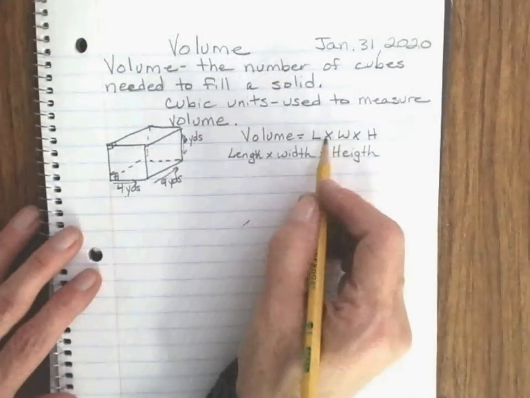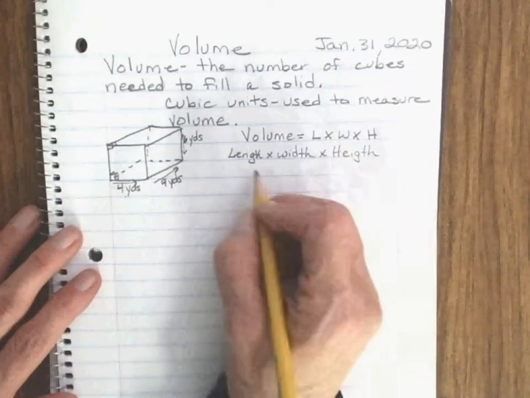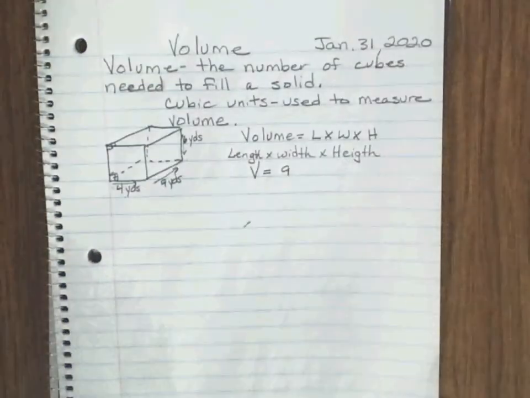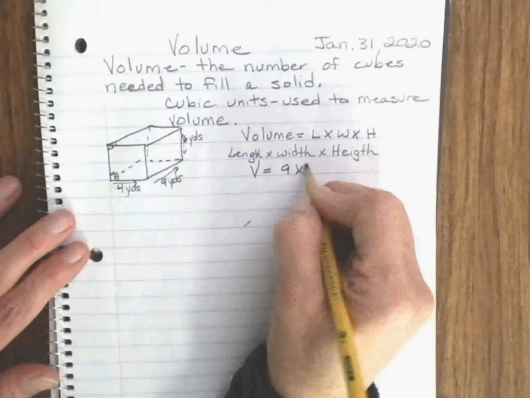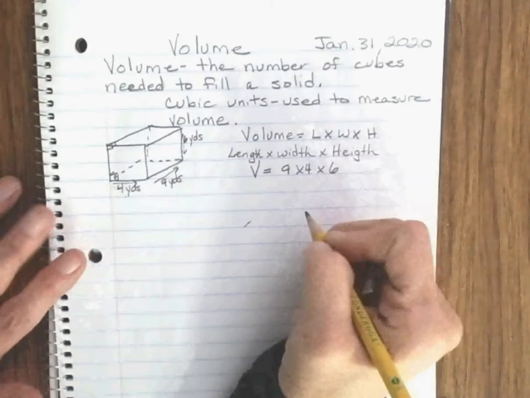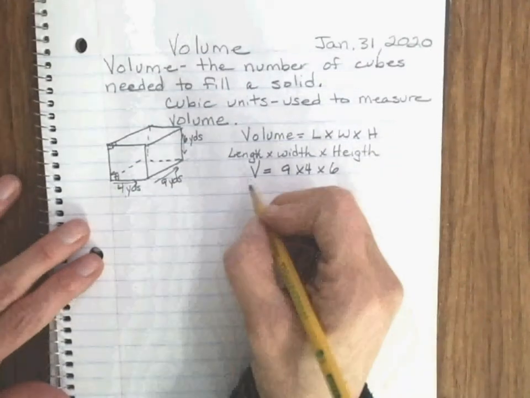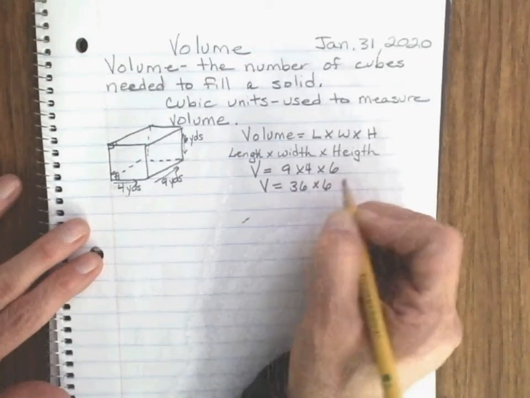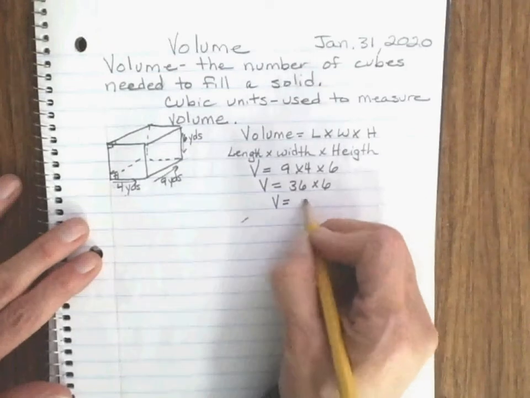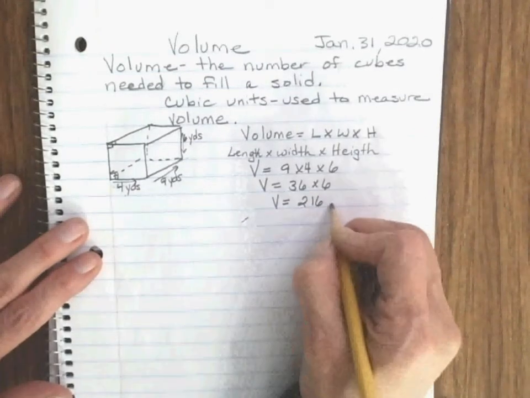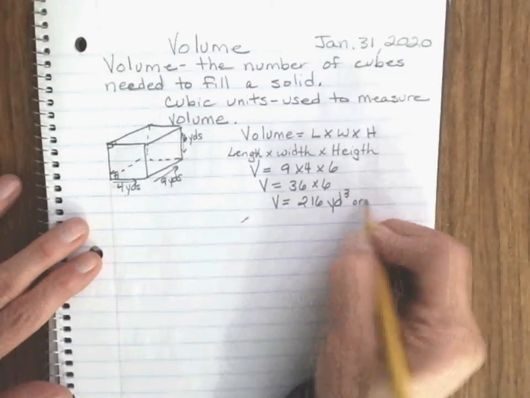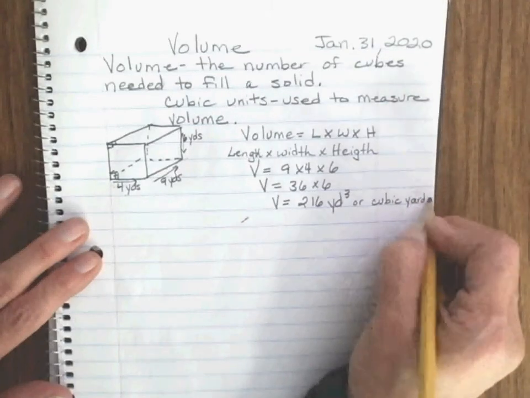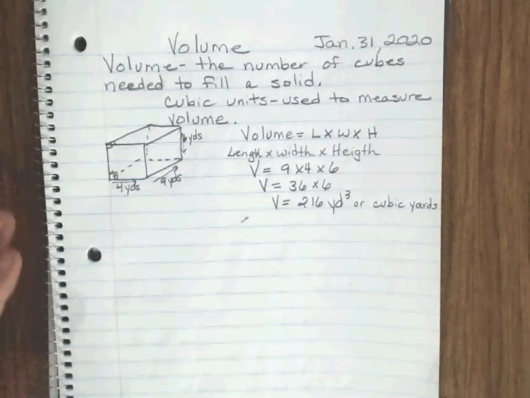Okay, so now I'm just going to substitute in all my numbers. I've written my formula out here. So the volume equals 9 times 4 times 6. So I'm going to rewrite it. Volume equals 9 times 4 is 36 times 6. Volume equals 216 cubic yards, okay.